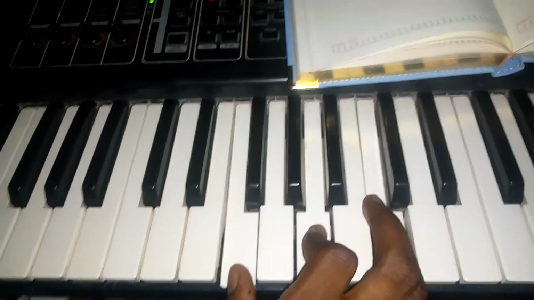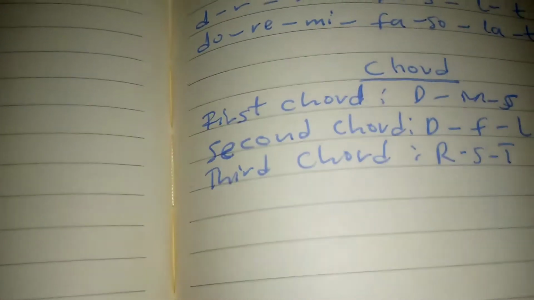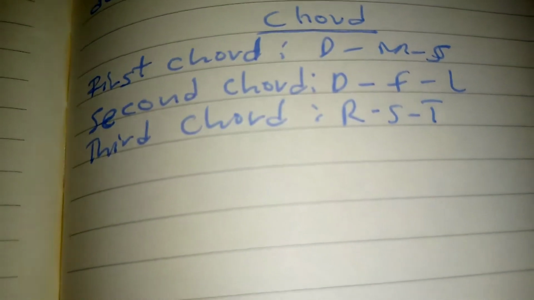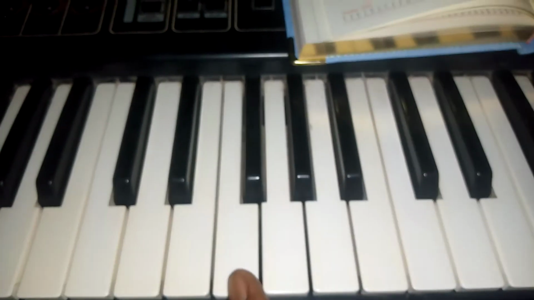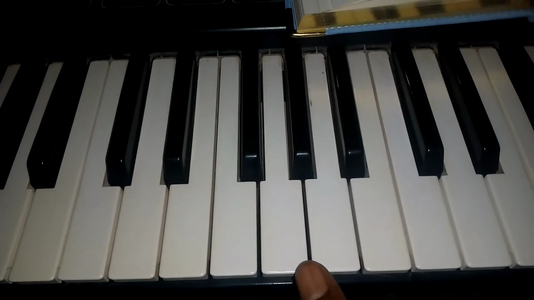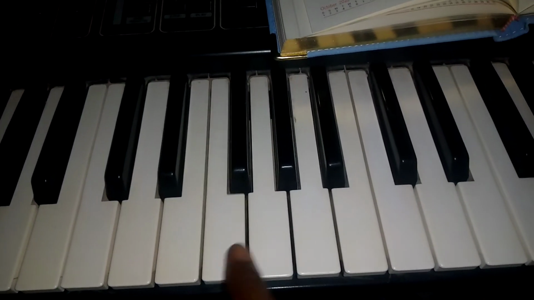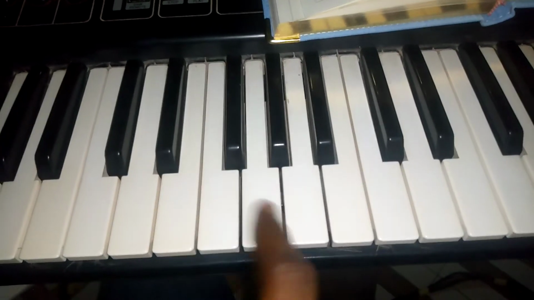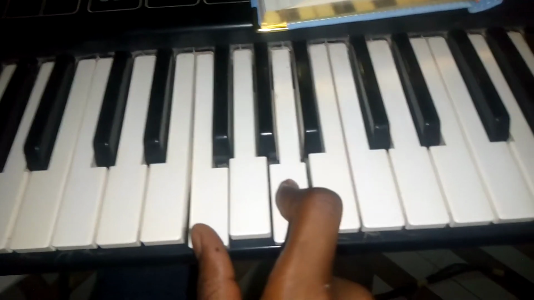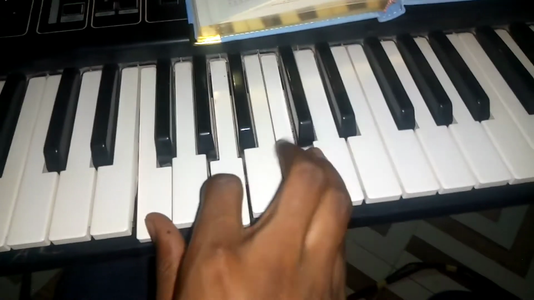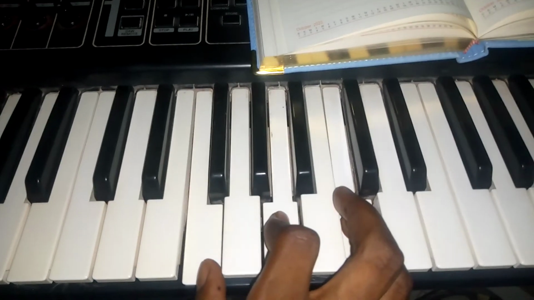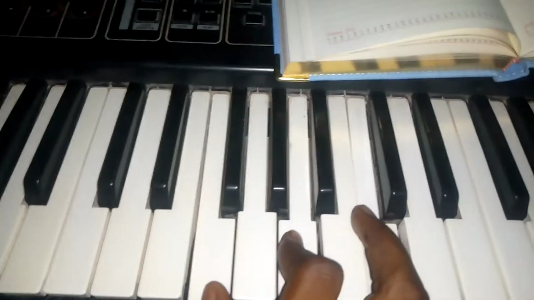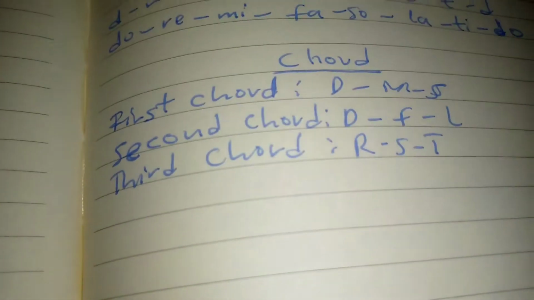Then the second chord is what? Second chord, do, fa, la. Now let's look for the do, fa, la. The do, mi, so, we all know that. We all know that this is do, because do, re, mi, fa, so. This is mi, this is so. Then you play it. It is also the same as do in F. Then we come to the second chord, that is do, fa, la.